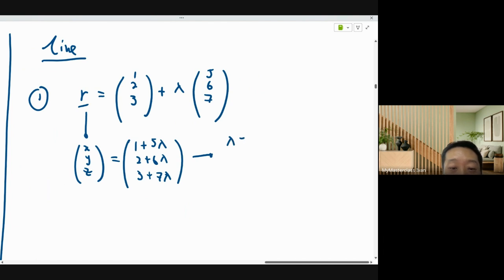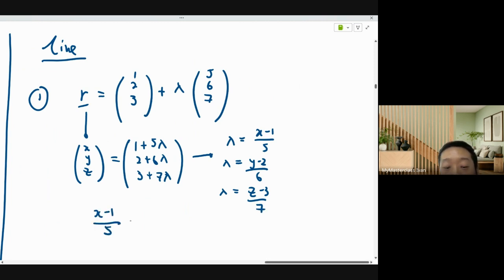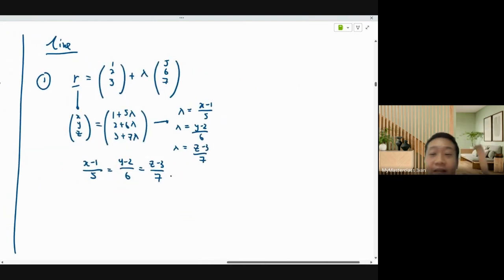All you need to do is to make lambda the subject. From the first one, lambda equals to x minus 1 over 5, lambda equals to y minus 2 over 6, and lambda equals to z minus 3 over 7. So the Cartesian equation will be x minus 1 over 5 equal, because all of them equal lambda, right? y minus 2 over 6 equal z minus 3 over 7. Understand? Okay. Now, how to convert the Cartesian equation form to vector equation form for line?